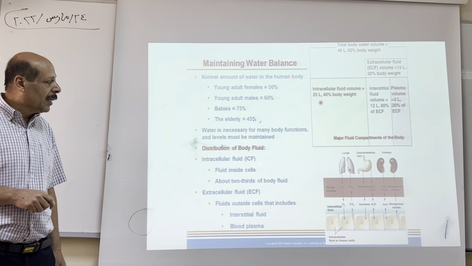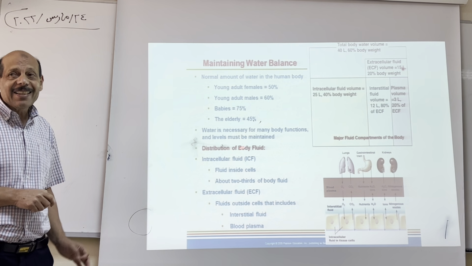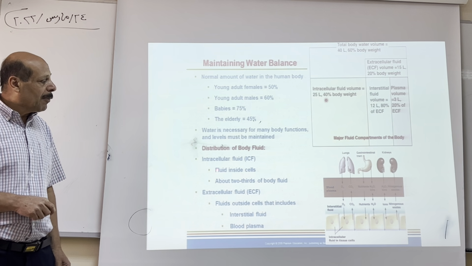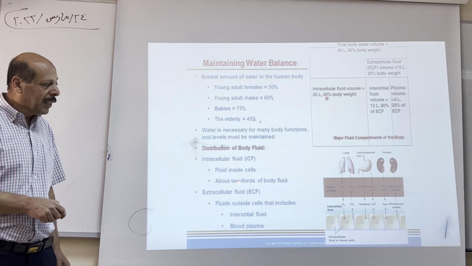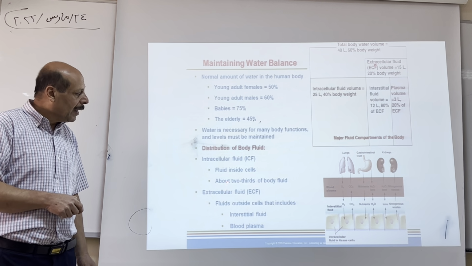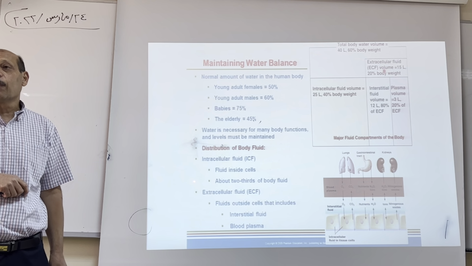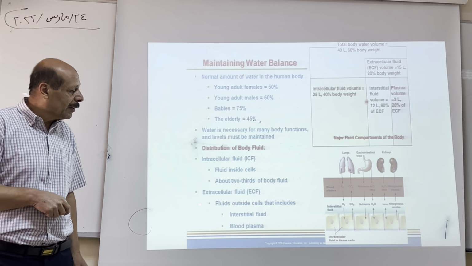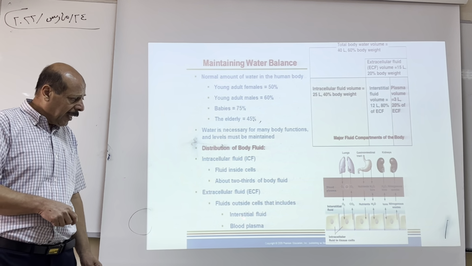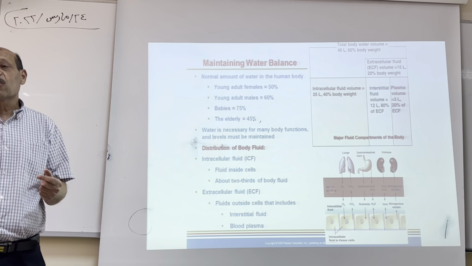Distribution of body fluid: it is distributed as intracellular fluid, inside the cell. The cell has fluid inside it, about 2/3 of the body weight is fluid intracellularly. Then we have the extracellular fluid in our body, which is outside of the cell, which is the interstitial fluid. Interstitial, what do we mean by interstitial?